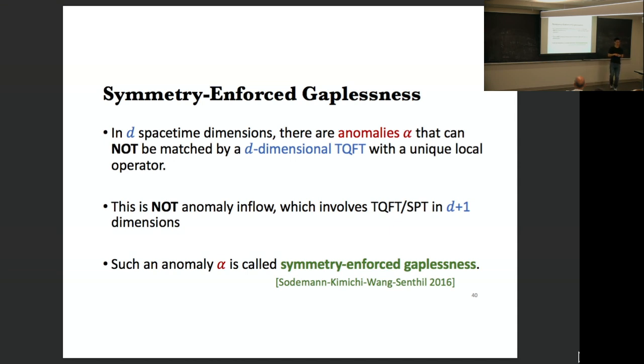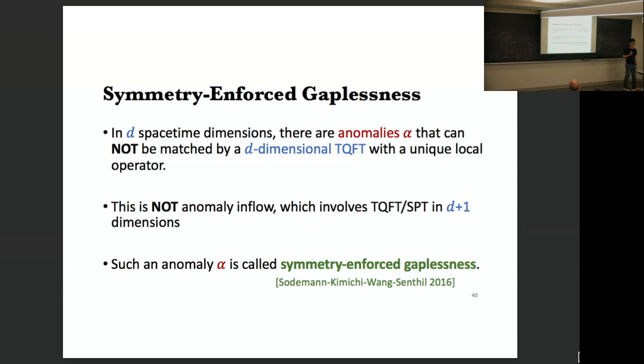If there were a TQFT with that anomaly, and if the TQFT has a unique local operator, then of course you cannot get any bound, because that TQFT is an example where there is a unique trivial local operator. You do not have any other charged local operator in the game. We have to make this assumption. So discrete global symmetry in 1+1D is one such example. The Z2 anomaly, for example, cannot be matched by a 1+1D TQFT with a unique local operator. And that's the whole reason that we got the bound on previous slides.